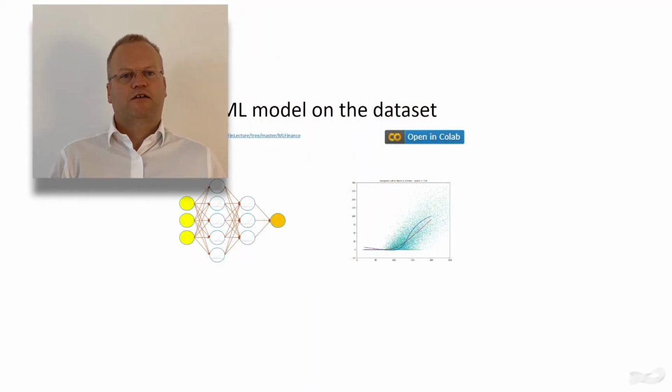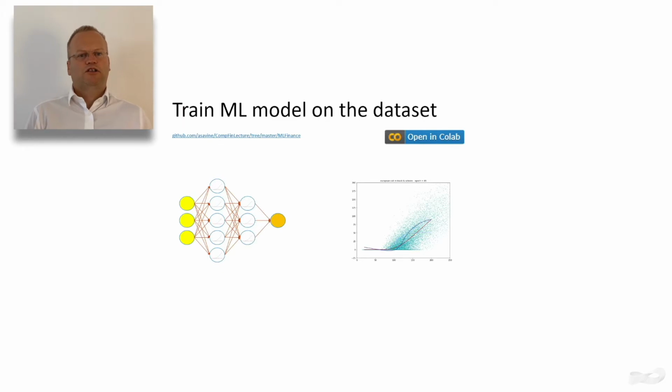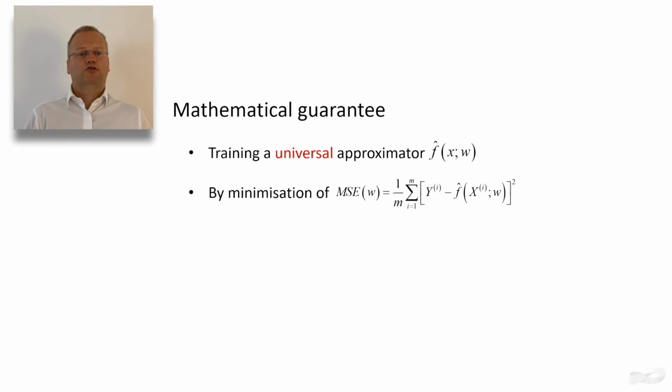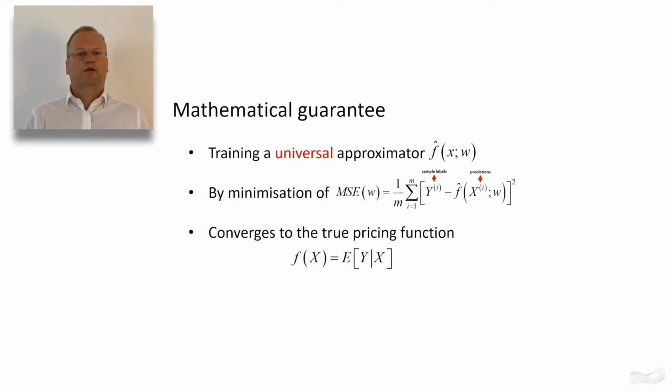The next step is to train the machine on the dataset of sampled payoffs and watch it converge to the correct pricing function. You can reproduce this result with our TensorFlow implementation notebook on GitHub. We have a mathematical guarantee that a universal approximator like a neural network trained by minimization of the mean squared error between the simulated labels and the predictions of the network converges to the correct pricing function, which is the expectation of the final payoff conditional to the initial state.